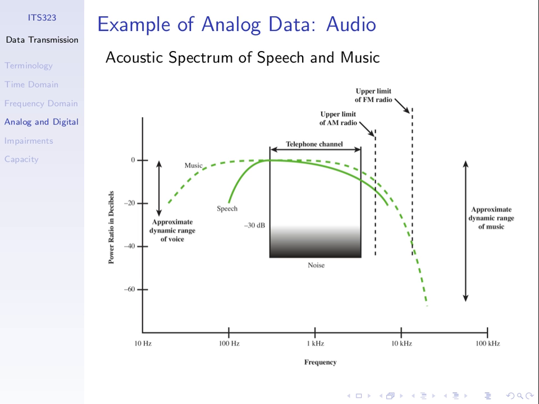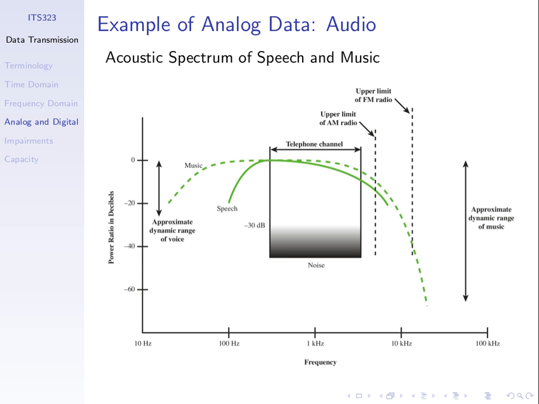Whereas AM radio transmits up to, maybe this is 8 or 9 kilohertz, the bandwidth. What that means is AM radio transmits frequencies with a bandwidth of about, or less than, 10 kilohertz, FM up to 20 kilohertz. When music is generated, music contains frequencies up to 20, even 30 kilohertz.